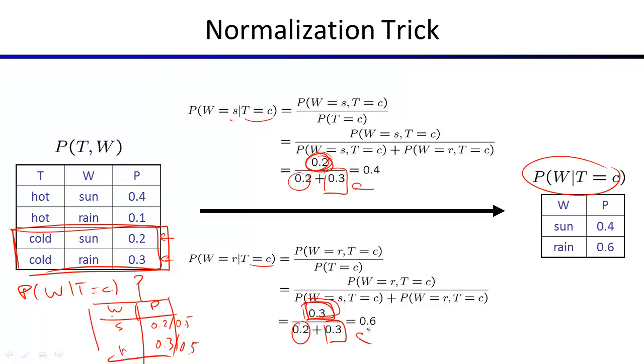We'll see this a lot, where we do a computation, and then at the end, you just normalize to make it into a distribution. This is just one example. Here it is for conditional distributions, where we say, grab the rows consistent with what we're conditioning on, which is temperature equal cold. Grab those rows, normalize, and we're done.